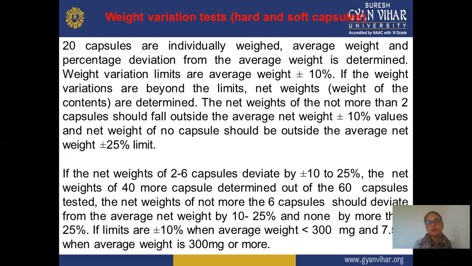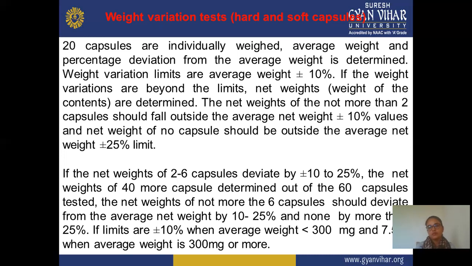Average weight and percentage deviation from the average weight is determined. Randomly, you take 20 capsules from your batch, and after taking these 20 capsules, you weigh each capsule individually. After weighing these 20 capsules individually, you calculate the average weight or mean weight of these 20 capsules. You know how we calculate the average: the sum of the 20 capsule weights divided by 20.